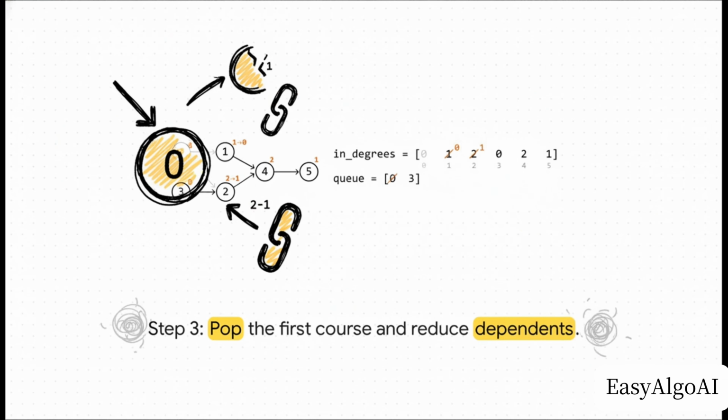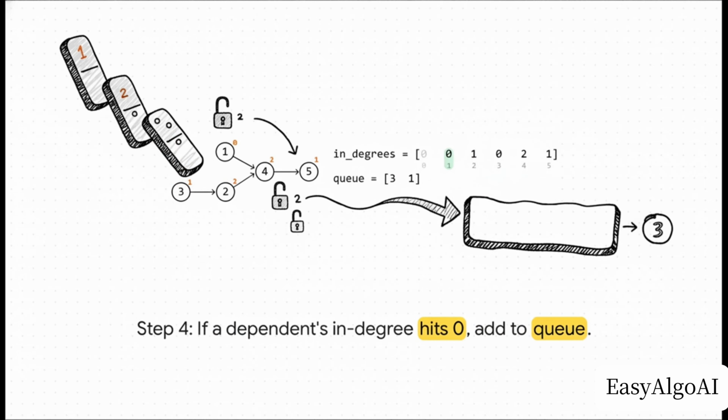Step 3, time to actually take a class. As we pop course 0 off the front of our queue, we successfully complete it, which immediately drops the lock counts of its dependent courses 1 and 2 by 1. Check out those crossed out numbers on the dependents. Course 1 just went from having 1 lock down to 0 locks. Awesome.